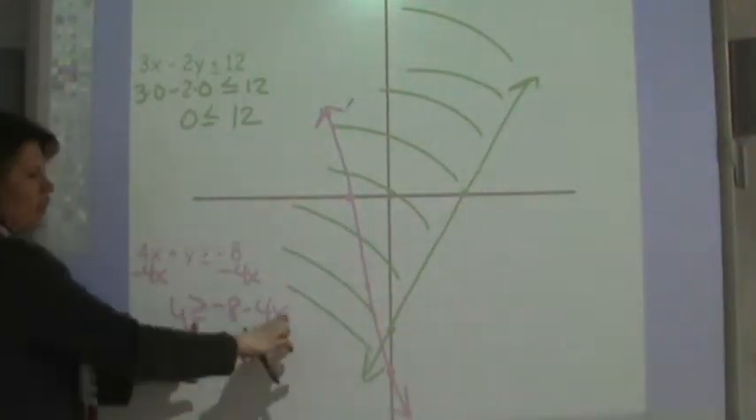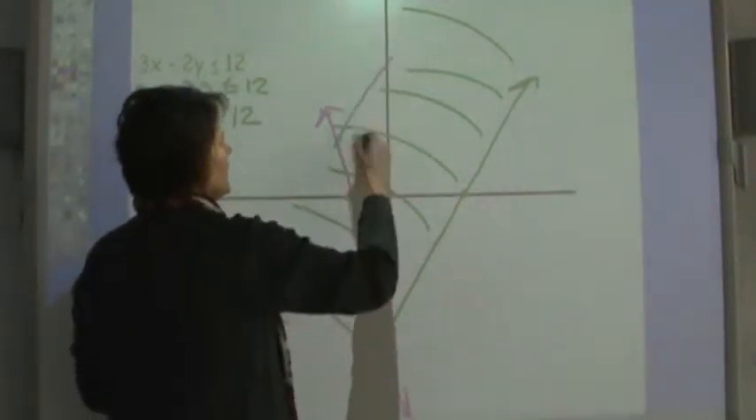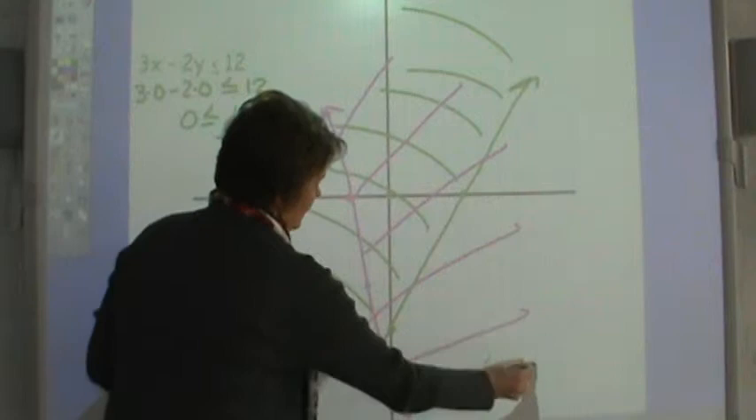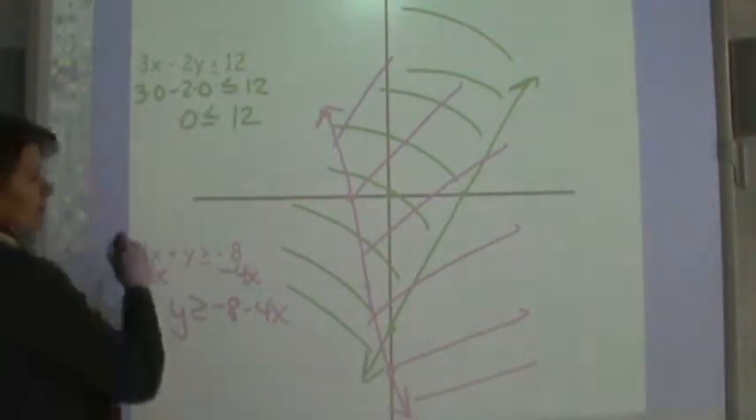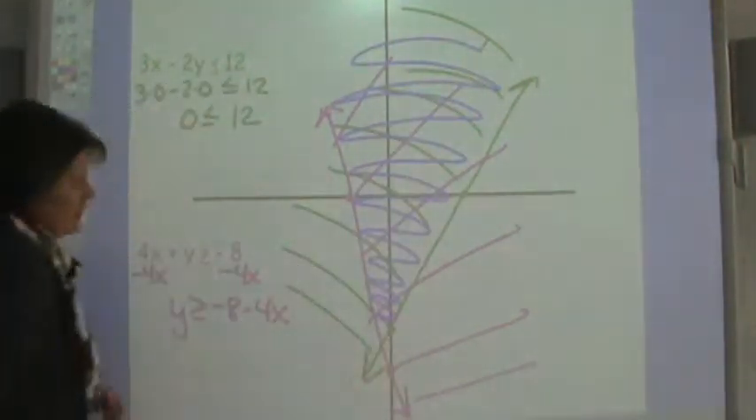And because it's in this form, we can do the shortcut. So if it's greater than the line, that's everything above the line. So that's everything on this side of that line. So our double shaded region would be that part right there.